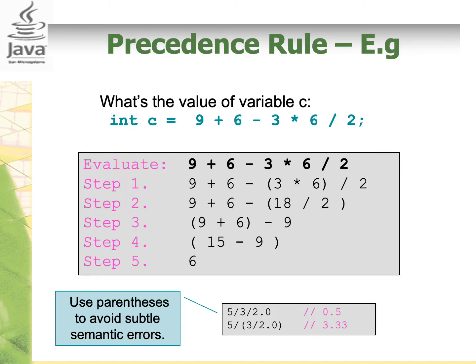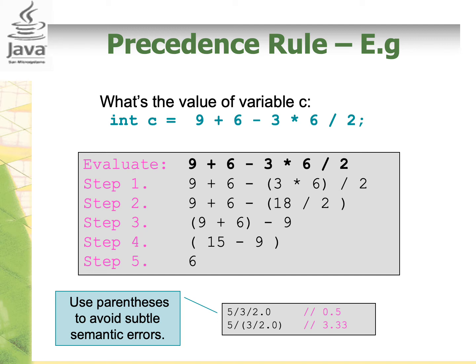Let's look at this example. What is the value of variable c when we have int c equal to 9 plus 6 minus 3 times 6 divided by 2? Which will be evaluated first? From this, we know that we will start off with multiplication as it is at the very left, followed by division. We can use parentheses to make it clearer even though it is not needed as shown in step 1.